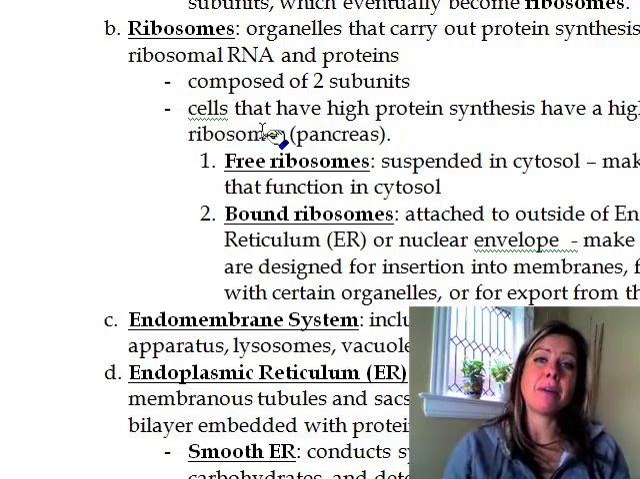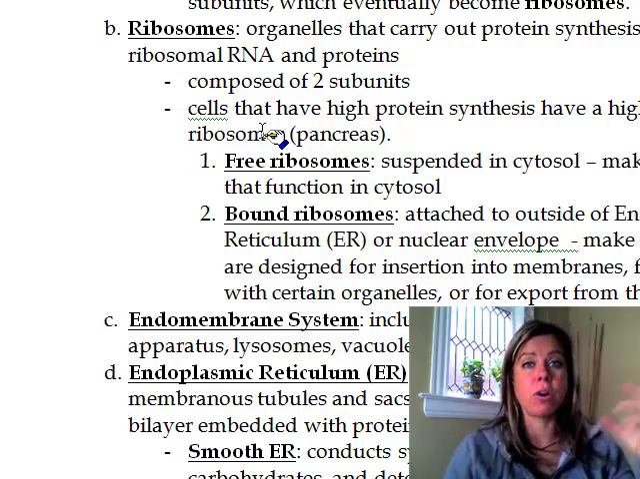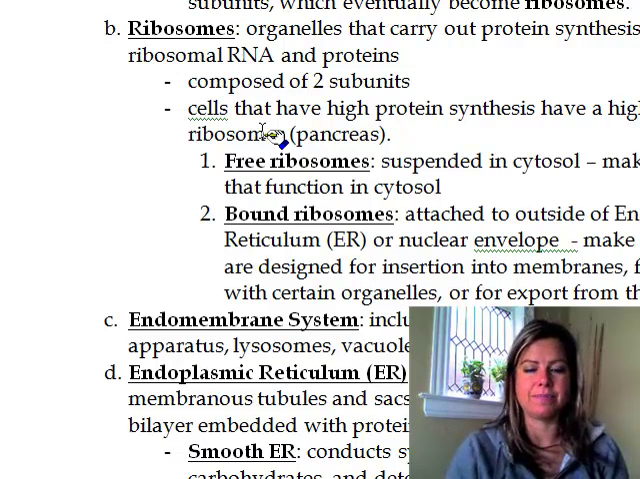So that's what you want to remember about all these cells, is that depending on what the cell's job is, it might have more or less of certain types of organelles.